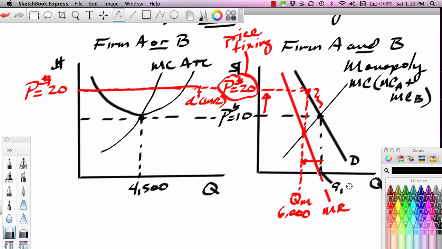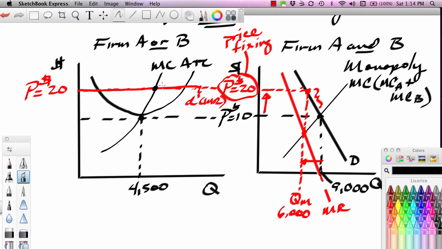Right? So the market sales are 9,000 if the two firms charge 10. Market sales are only 6,000 if the two firms charge 20. So the firms can't be operating at 4,500, and they definitely cannot be operating where MC equals MR.